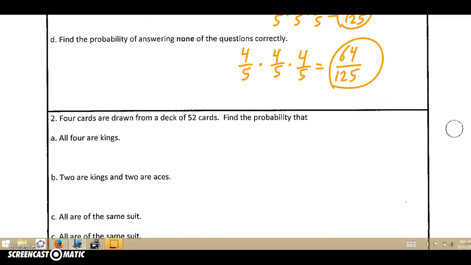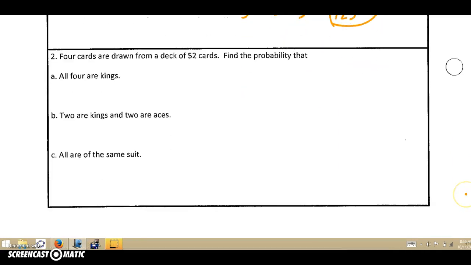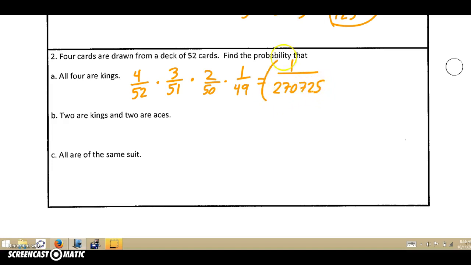Alright, let's see if I can get this last one done in a minute. 4 cards are drawn from a deck of 52. Find the probability that all 4 are kings. Well, there's 4 kings total out of 52. I'm just picking 4 cards, not replacing, so I only have 3 out of 51 on the second shot, 2 out of 50 on the third shot, 1 out of 49 on the fourth shot. Multiply that together, and if you reduce it correctly, you should get a probability of 1 out of 270,725.